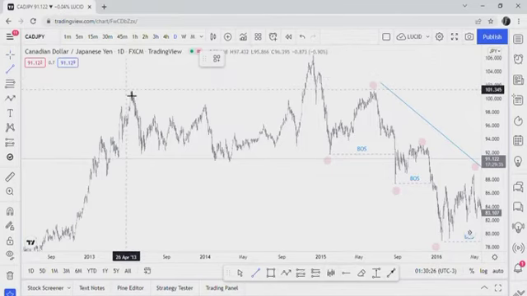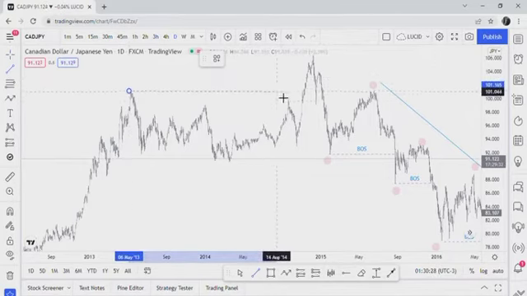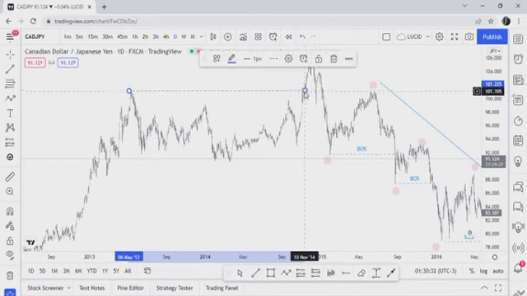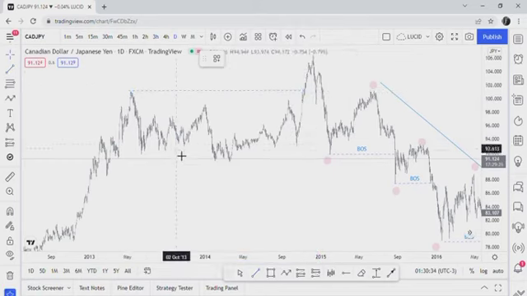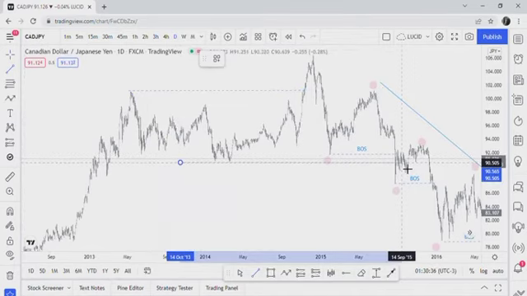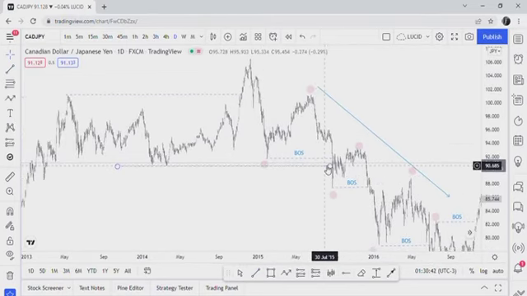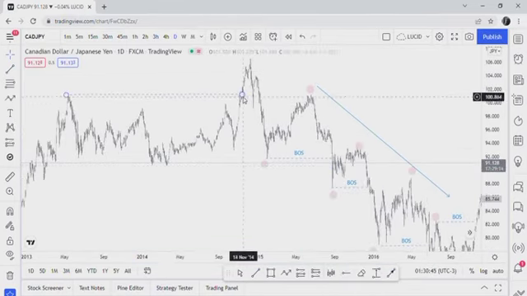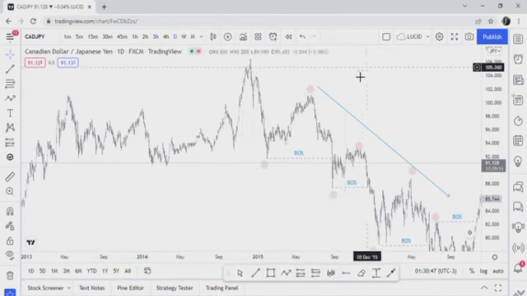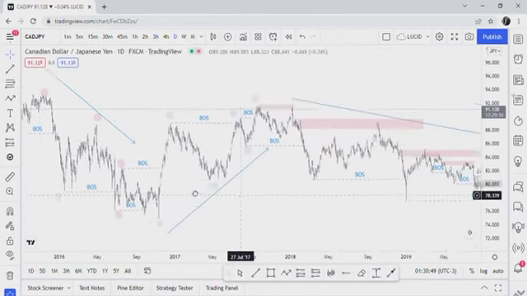Just take a look at this. This huge break of structure here, and then a break below this swing low, and then retest supply, sell off. So we've come to the end of the video.